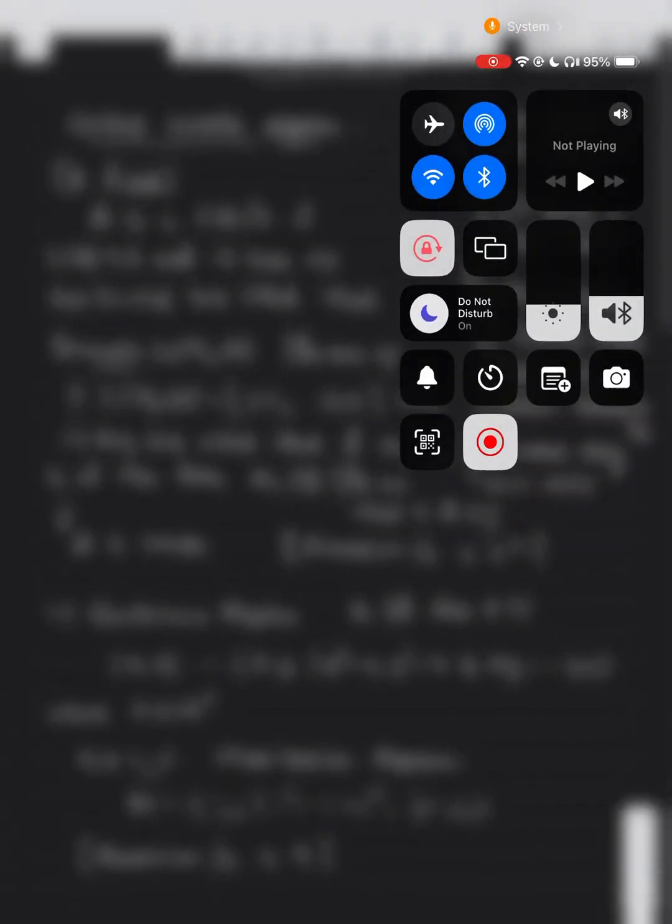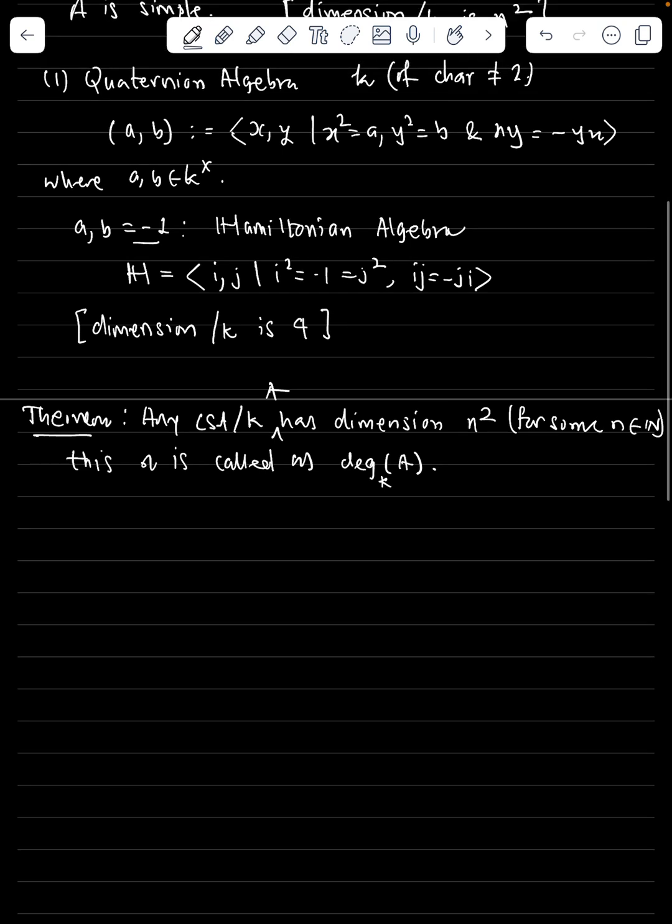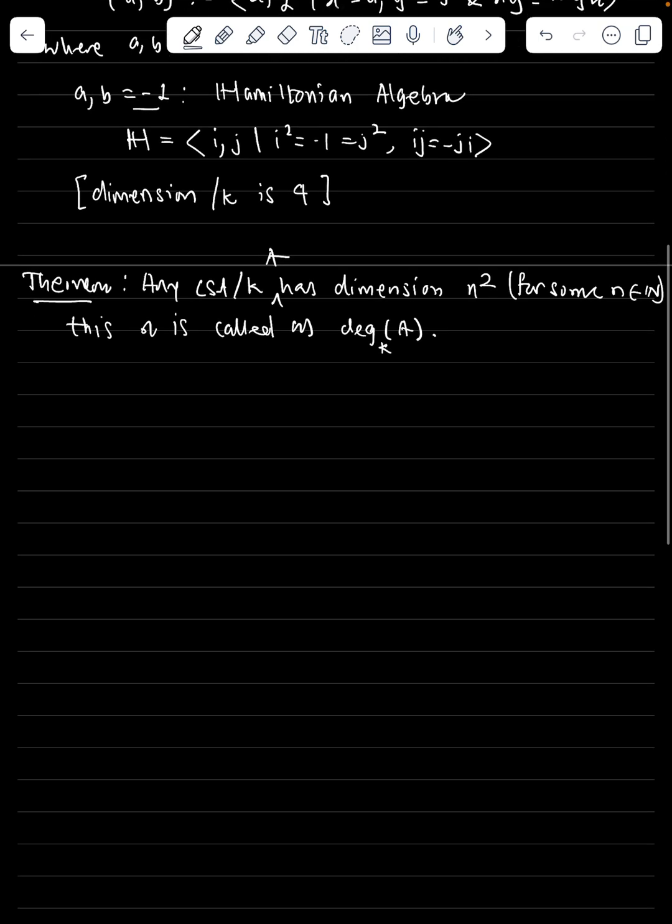This is called the degree of the central simple algebra A. Degree of A over K. So we take the square root of the dimension and we call this a degree. That's one thing. And there are some standard theorems regarding central simple algebras.